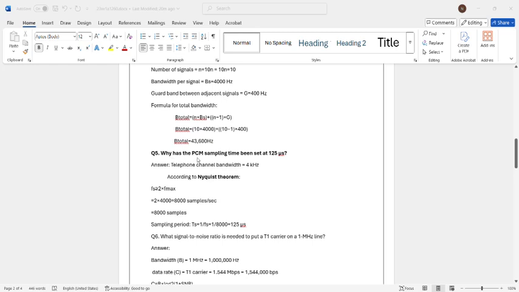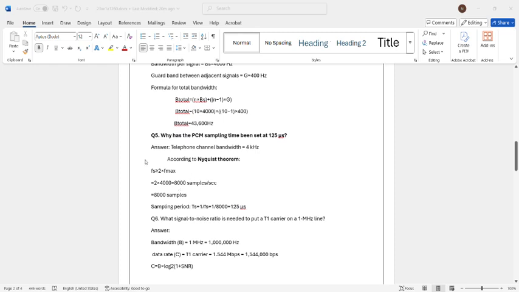Why has the PCM sampling time been set at 125 microseconds? Telephone channel bandwidth is equal to 4000 Hz. According to Nyquist theorem, the sampling frequency is greater than or equal to 2 into frequency max, that is 2 into 4000 is equal to 8000 samples per second. Sampling period T is equal to 1 by frequency. Then the answer will be 125 microseconds.